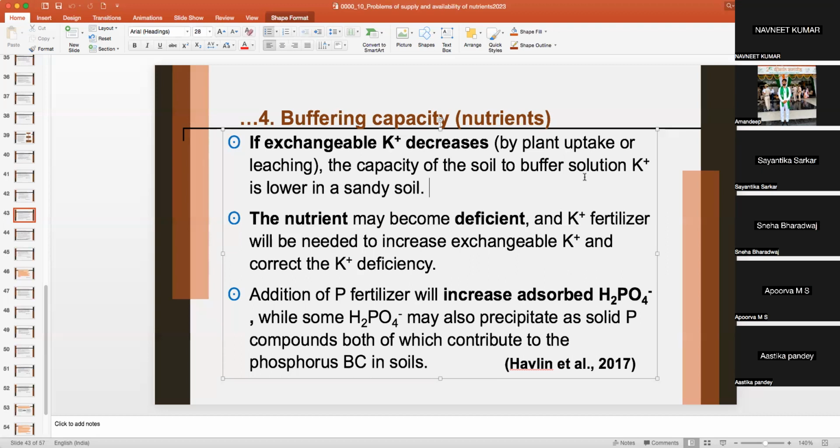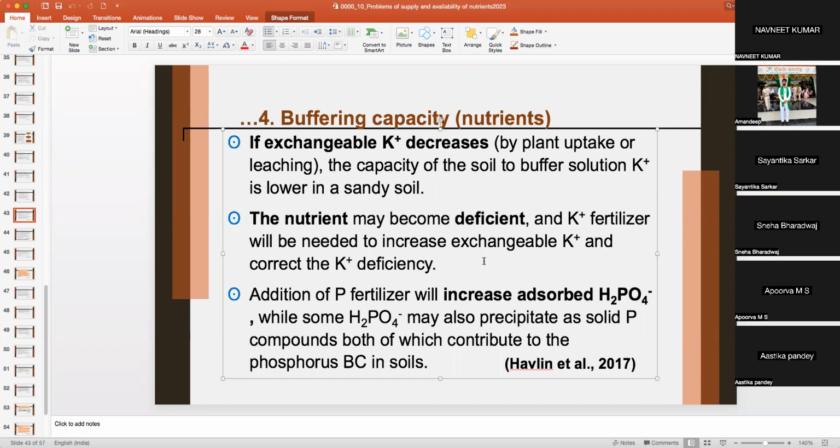If exchangeable K decreases by plant uptake or leaching from the solution, the capacity of the soil to buffer solution K is lower in sandy soil. It means you cannot compensate for the K uptake from the soil solution immediately. The nutrient may become deficient and K fertilizer will be needed to increase exchangeable K and correct the potassium deficiency.